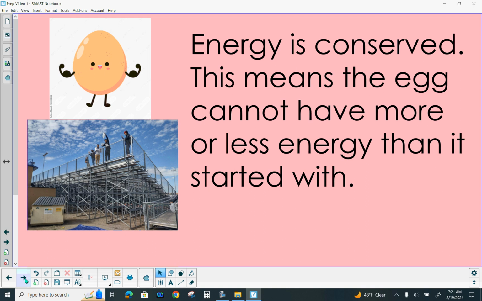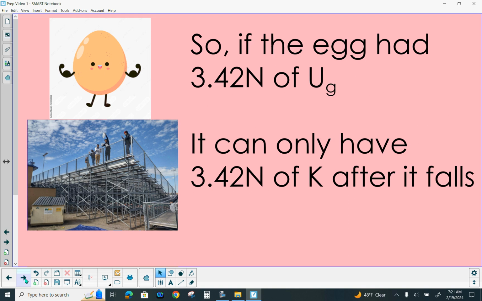Energy is always conserved, meaning the egg cannot have more or less energy than it started with. So if the egg had 3.42 newtons of potential energy, it can only gain 3.42 newtons of kinetic energy.